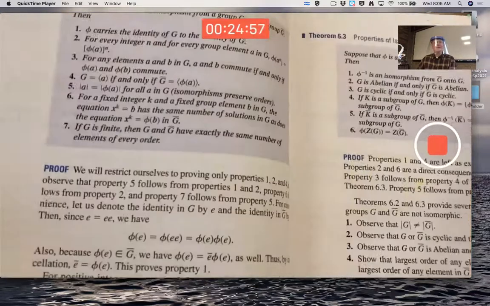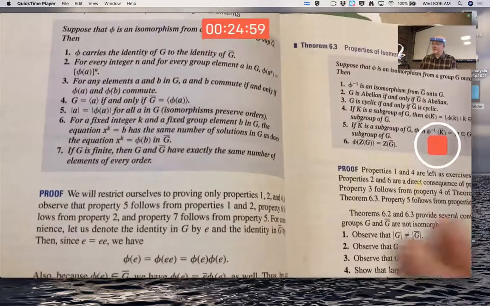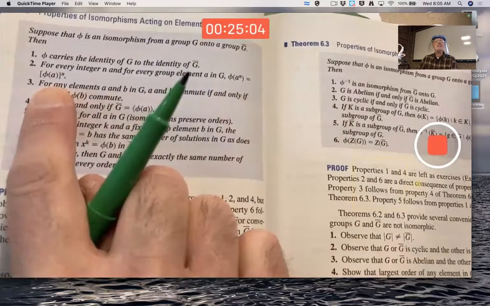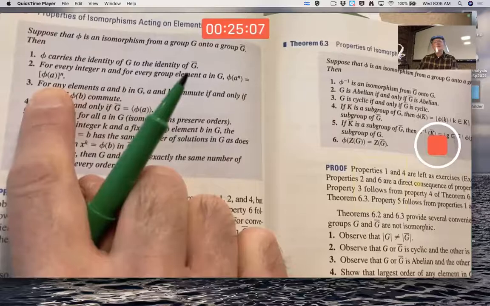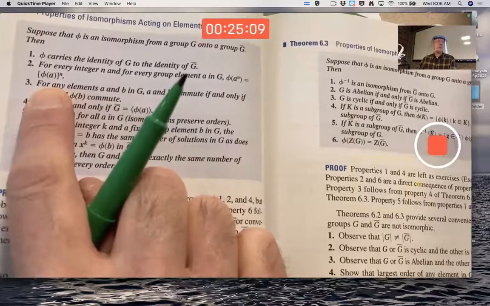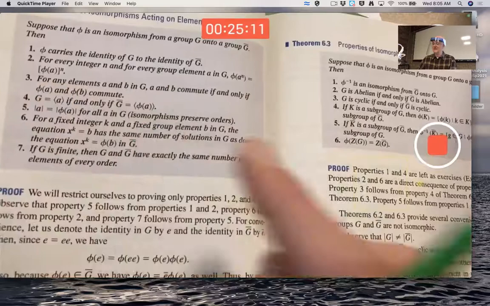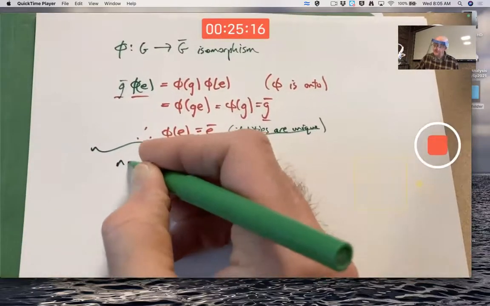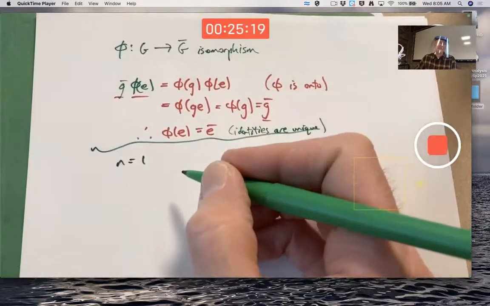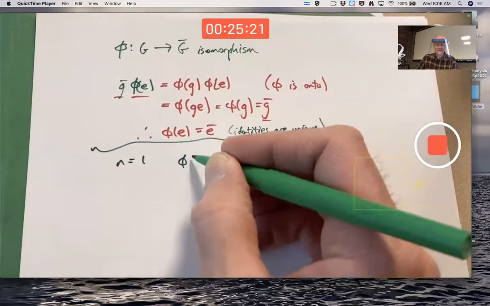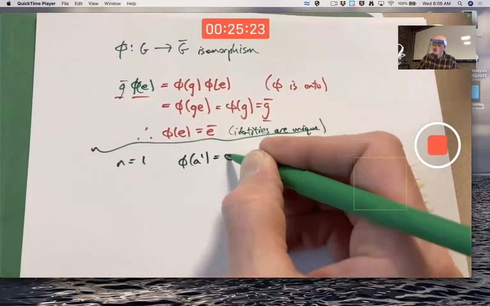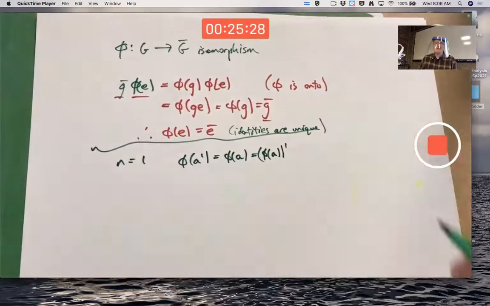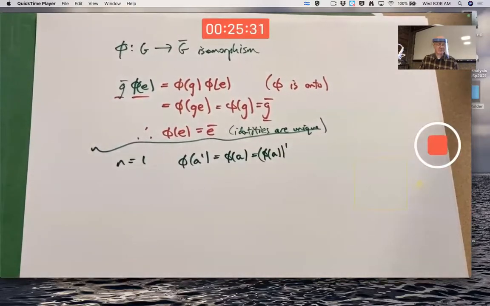The next property, showing for every integer n, phi of a to the n equals phi of a to the n power. I said, just go ahead and do this for positive integers, and I hope you found this one fairly straightforward, fairly easy. Using induction, well, the n equals 1 case, the base case, as it often is, is trivial. Phi of a to the first is phi of a, is certainly phi of a quantity to the first by definition of what it means to raise something to the first power.